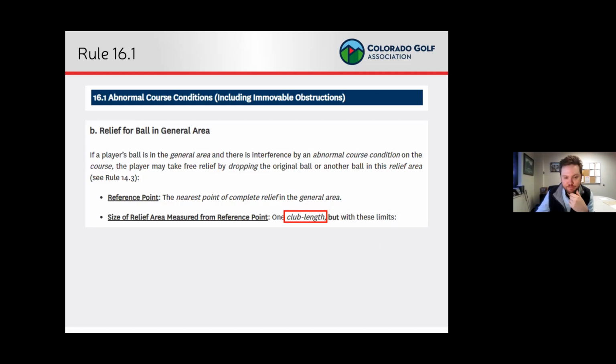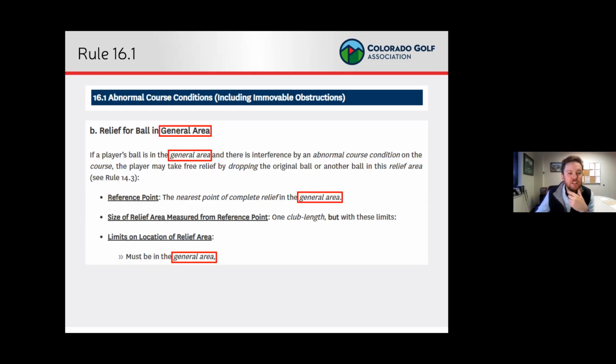Okay, back to the rule here. Again, the one club length, the limits on the location of the relief area. So the relief area must be in the general area. And here, let's look at this rule. I think this is a good way to remember all this. When the player's ball is in the general area, the reference point must be in the general area, and the relief area must be in the general area. So when you take relief for a ball in the general area, everything you do here must be in the general area when it comes to reference point and relief area.